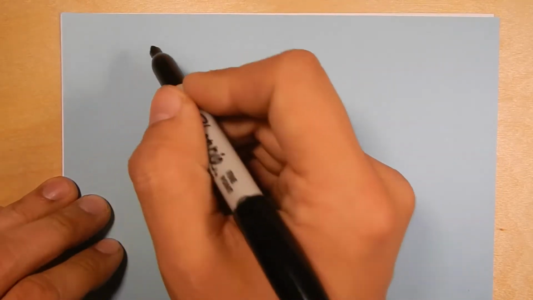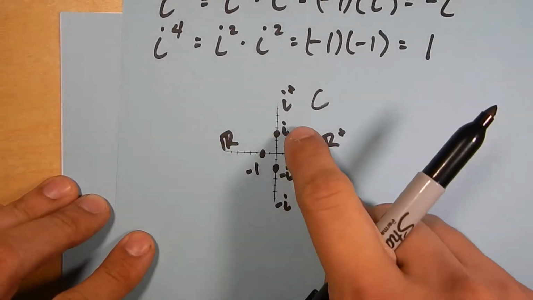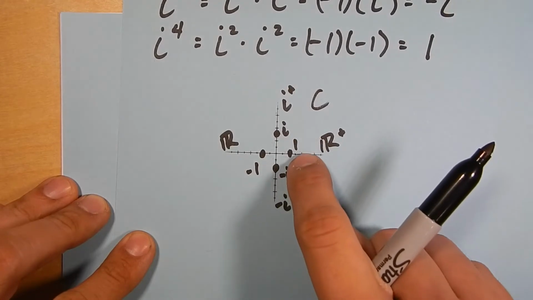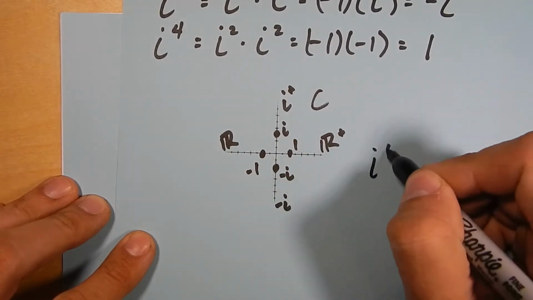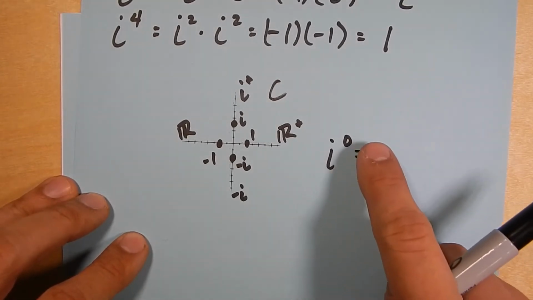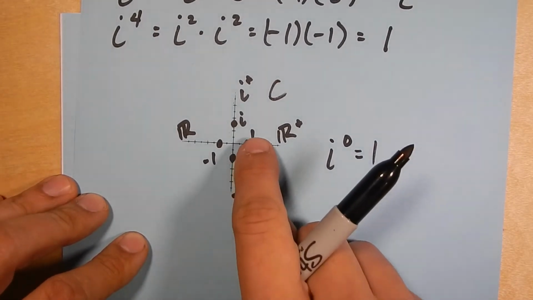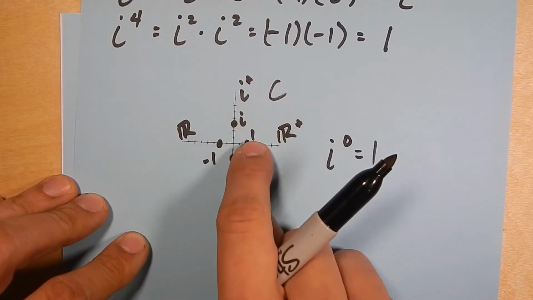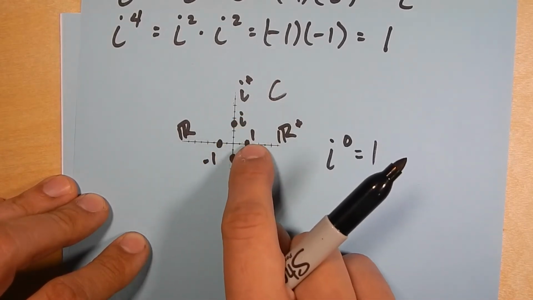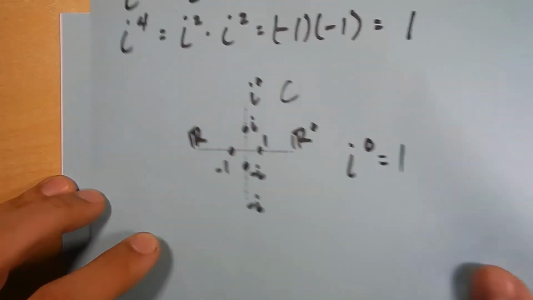So if we combine some information here, let me take a step back. Let's look at this again. We know that I to the first is here, I squared, I to the third, I to the fourth. One thing we didn't talk about was I to the 0, and this is going to make our lives a little bit easier. Anything to the 0 power is always equal to 1. Now that's useful, and we also expect that because 90 degrees backwards from I to the first, we expect to go clockwise instead of counterclockwise. So I to the 0 is 1.